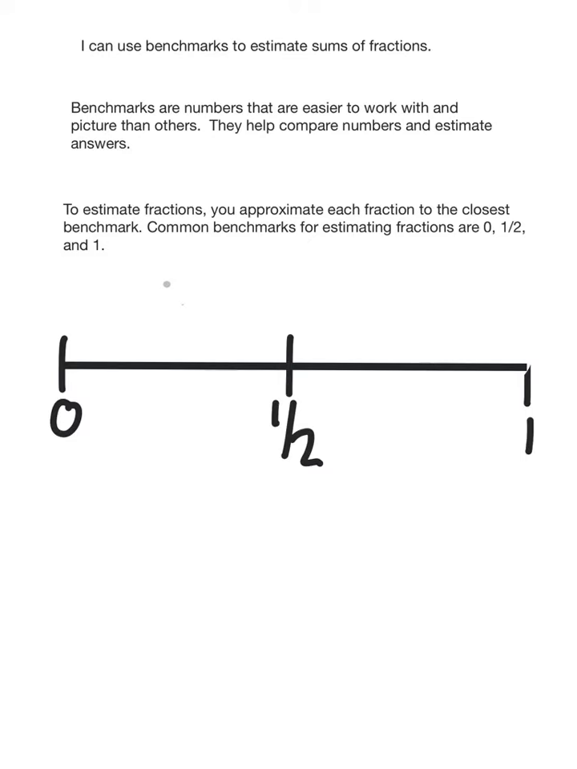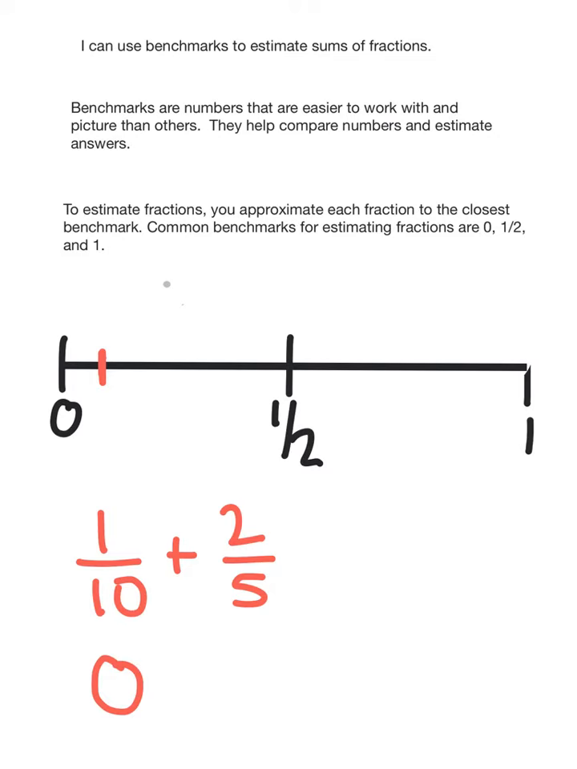So if we have the math problem, 1/10 plus 2/5, I can look at my number line and say, where would 1/10 be closest to? 1/10 might be about here on the number line, and so 1/10 would have a benchmark of 0. 2/5 on the number line might be closer to here, which would give us a benchmark of 1/2. If I add my 0 plus 1/2, that would equal 1/2.